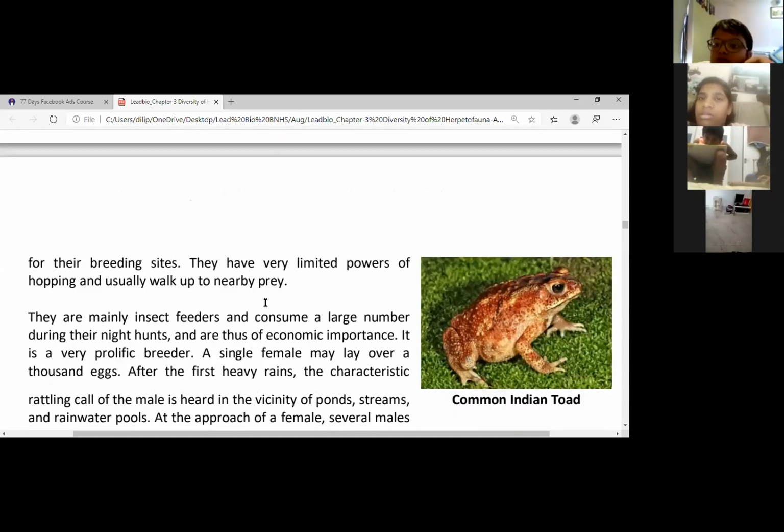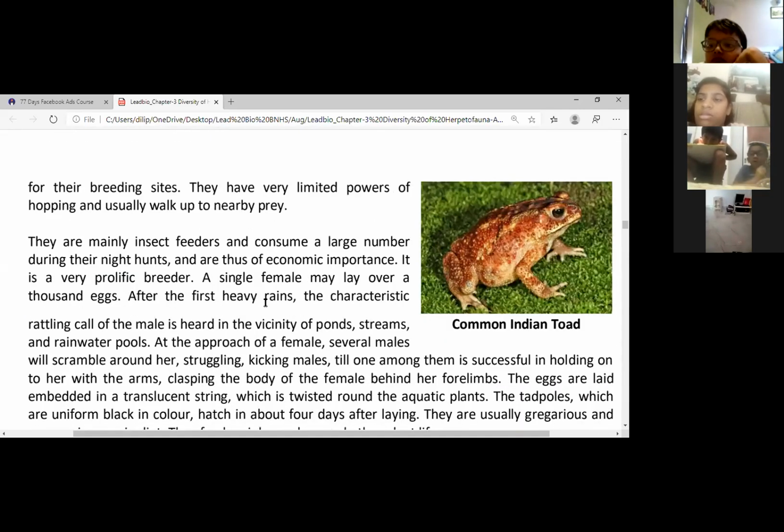Now this is a common Indian toad. So generally this is the frog category we find most often. There's a difference between frog and toad. Anybody aware of that? Yes, tell me, what is the difference between frog and toad? Toad can't go in water, I think.